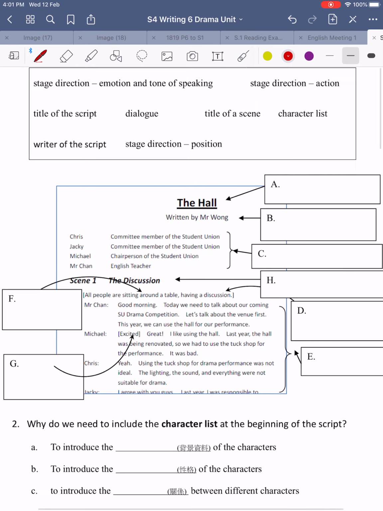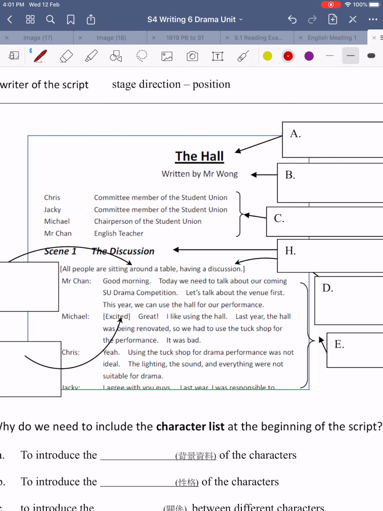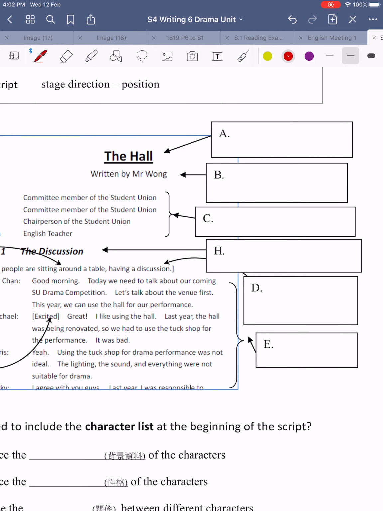The following is a drama script. Let's have a look at the drama script and work out the structure. The first one, you can see the hall. And what is it? Actually, it is the title.